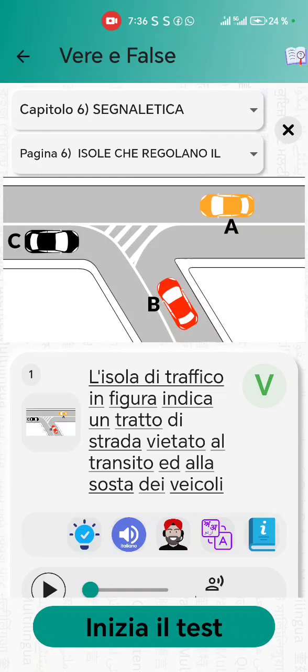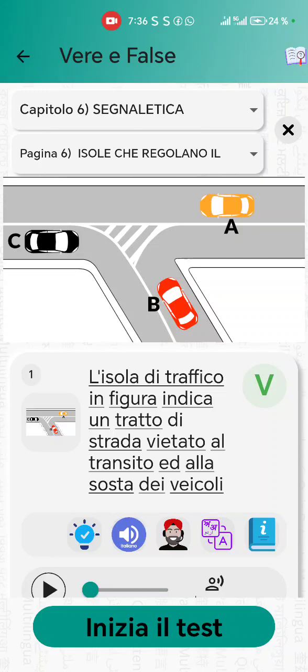So I even teach about it. So they call it this one. This one now, even this one does not have any obstacle on the road. So you are not allowed to cross over this linear, this isolate the traffic. So when we go to the question, I say isolate il traffico in figura indica un tratto di strada vietato al transito a veicoli sosta or alla sosta dei veicoli. See, it is not allowed for you to stop on top of this isolate traffic.